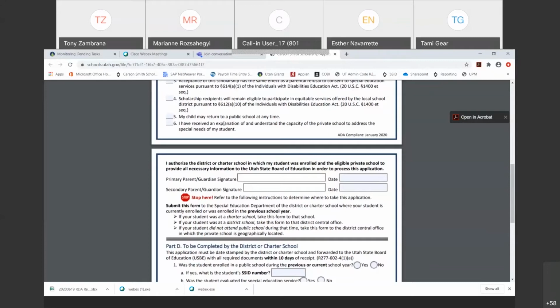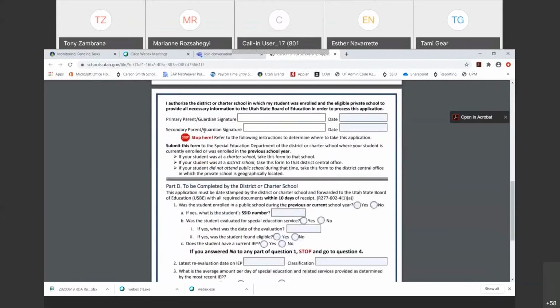The parent then acknowledges that their child may return to public school at any time, and also that the parent has received an explanation of and understands the capacity of the private school to address the special needs of their student. So basically, we just need to make sure that the parent understands the agreement that they've made with the private school and the services that are being provided. And then the parent's signature page is right here on the next page.